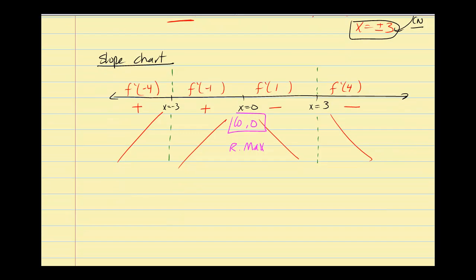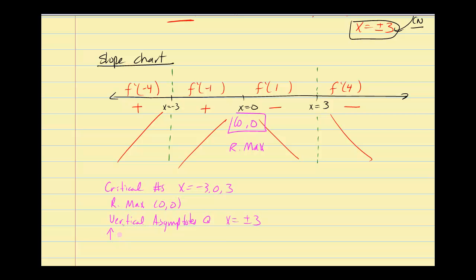Now let's summarize everything that we have here. I had critical numbers at -3, 0, and 3. I had a relative max at 0, 0. And that's kind of strange because you think, oh, your maximum point is at the origin. You're kind of wondering what this graph might be looking like. I figured out I have vertical asymptotes at x equals plus or minus 3.